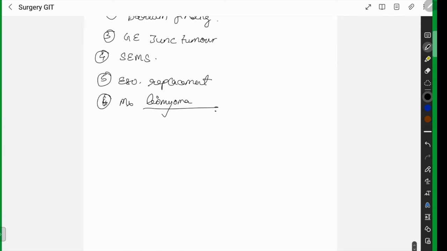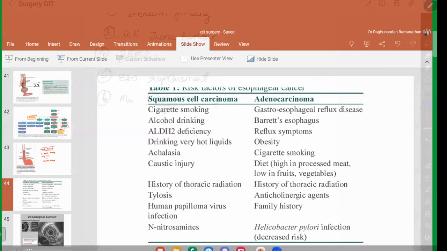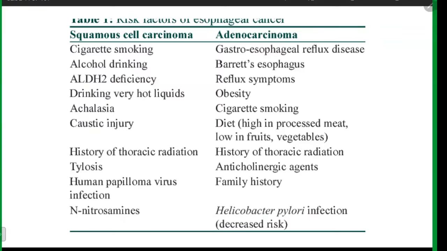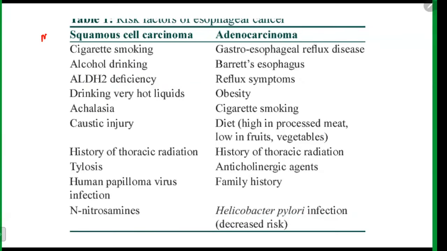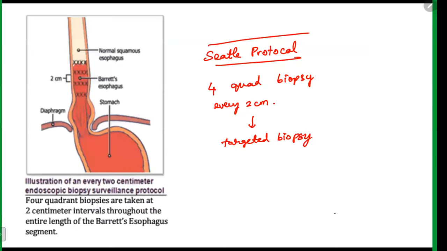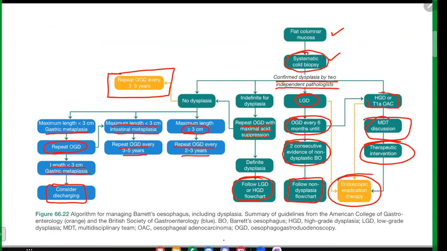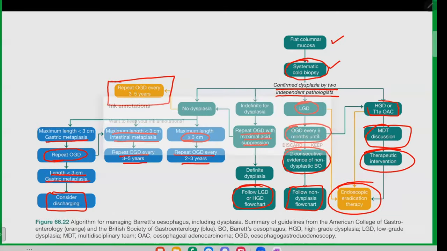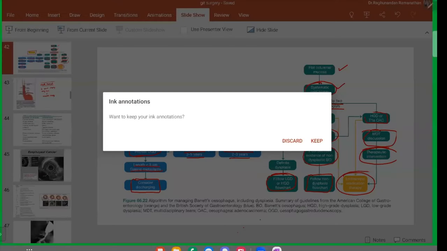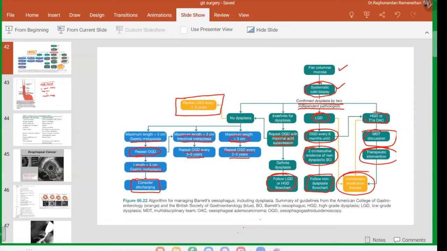The first thing we are going to discuss is the risk factors of esophageal cancers. So what are the risk factors for esophageal cancer? Number one is cigarette smoking. So remember, squamous cell carcinoma is the most common, and its location is going to be the middle one third. Again, I will repeat: this is the most common, and it is present in the middle one third.